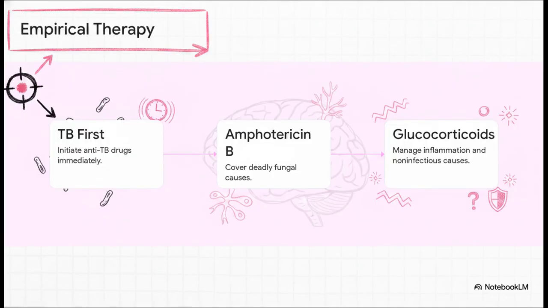TB meningitis does not care about your culture wait times. It is devastatingly fatal within weeks if you miss it. So the second you see low glucose paired with lymphocytic pleocytosis, you shoot first. It's a three-pronged empirical punch. Step 1, hit them with anti-TB drugs immediately. Step 2, add amphotericin B to cover the deadly fungi. Step 3, add glucocorticoids to manage the brain inflammation and cover non-infectious causes.